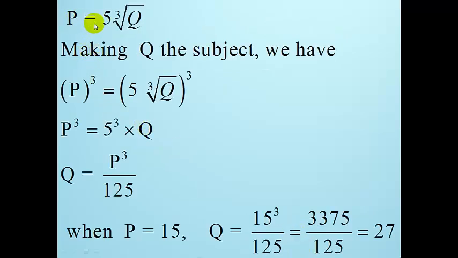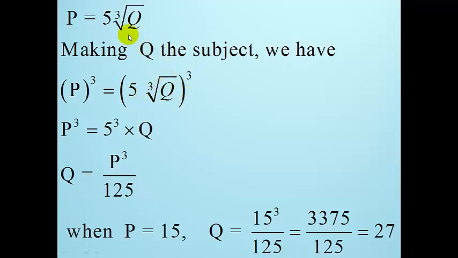Now from P equals 5 times the cube root of q, we are asked to solve for q when P is equal to 15. So from P is equal to 5 times the cube root of q, we have to make q the subject, since we are asked to solve for q. So making q the subject, we have to take the cube of both sides. That is, we have to raise the left hand side to the exponent 3, and we have to raise the right hand side also to the exponent 3.